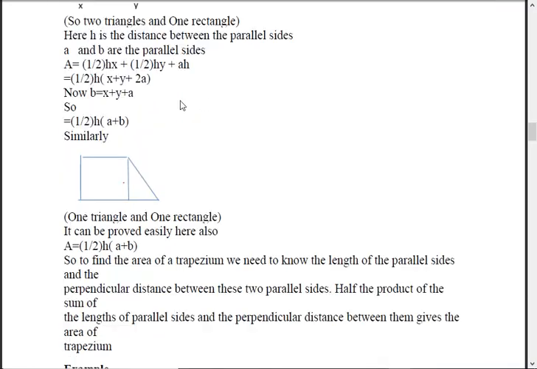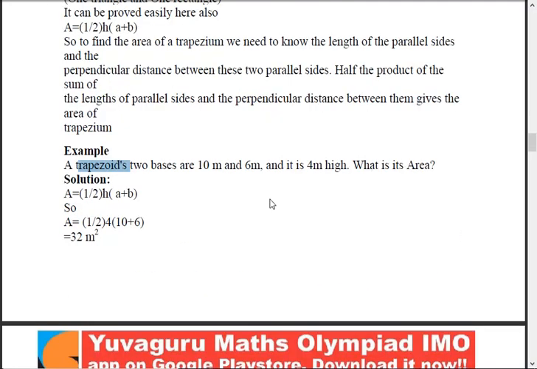Now 10, 6, and what is given? What is the area? It is given that this is an isosceles trapezium. If it's an isosceles trapezium, then the area is half into height into (a plus b), meaning 10 plus 6. So half into 4 into (10 plus 6), that is 32 square meters.